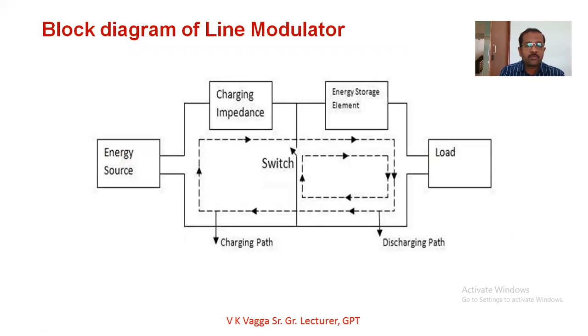If you take the block diagram of the line modulator, it is implemented with the energy store, charging impedance, energy storage element, and the modulator switch. And all this is connected to the load here. According to the on time and the off time of the charging impedance, it can store the energy or it can discharge the energy. And according to that, it is going to give the supply to the load here. This is about the line modulator.